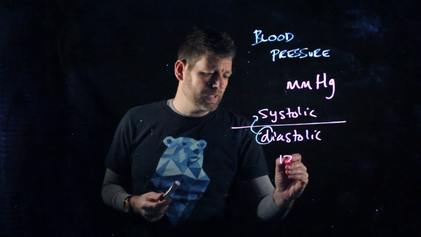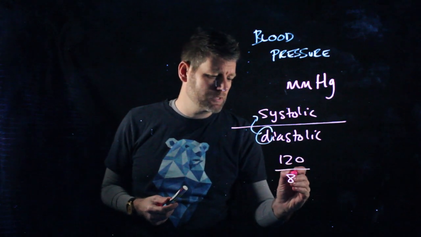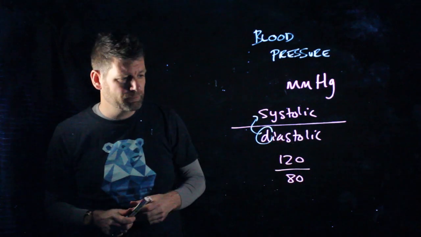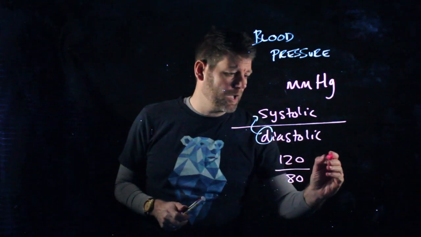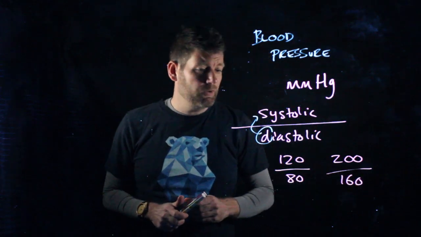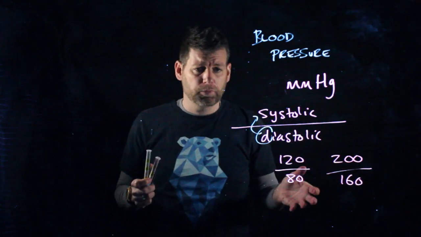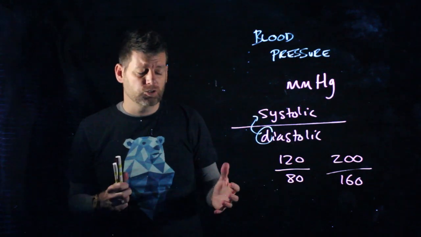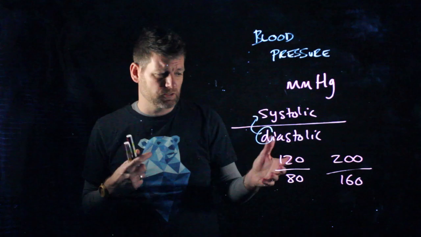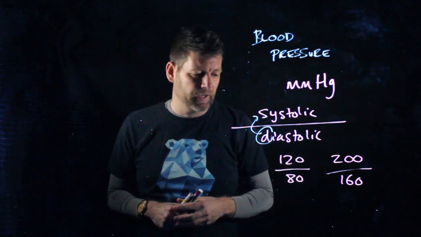So a normal reading for blood pressure would be 120 over 80. So that's what we call a normal blood pressure reading. One that would be significantly higher would be maybe 200 over 160. Now, if you've got blood pressure this high, there's probably something wrong, and you probably need to go and see the doctor, the GP, and try and work out what's causing that. And we'll explore 5 factors that could potentially be the cause for that in a moment.